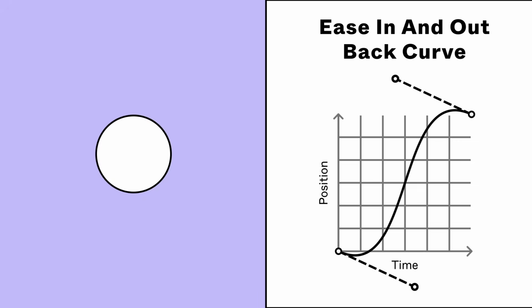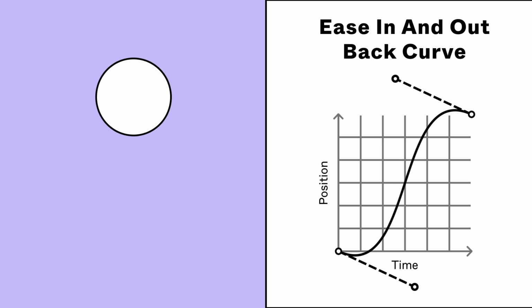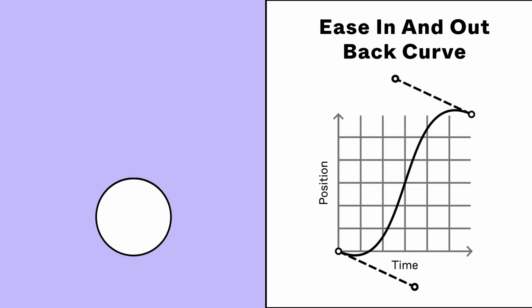In an ease in and out back curve, the interpolation starts slowly as it overshoots the initial keyframe's value, then it accelerates quickly before decelerating and overshooting the ending keyframe's value. This creates an anticipatory bounce at the start, a quick motion, and then a bounce settle at the end of a motion.